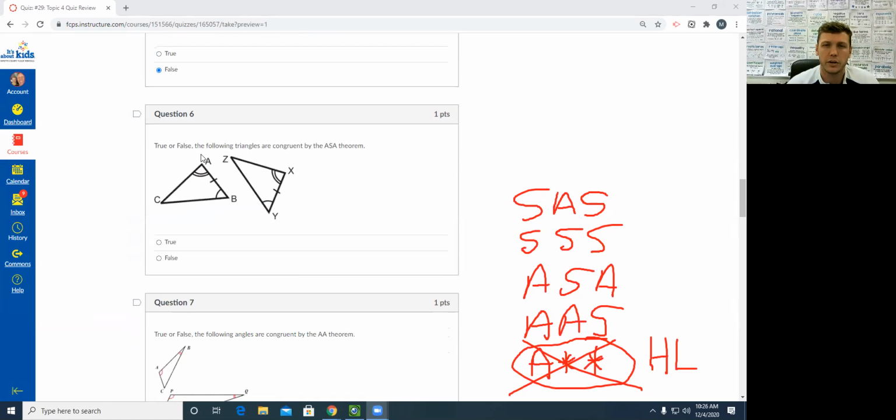All right, true or false? The following triangles are congruent by the angle side angle. All right, this one, we have the angle side angle. Here we have angle side angle, okay? As long as the side is between the two angles and we have our congruent angles, then it's true, okay? These are congruent by the angle side angle.